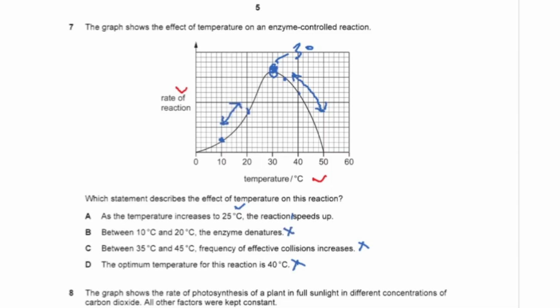And then the first one, as the temperature increases to 25 degrees Celsius, the reaction speeds up. That is the correct answer, because you're seeing here that you're having an exponential phase in this medium. Between 0 to 25 degrees Celsius, that's where you're having the highest number of effective collisions. So that's why option A becomes our correct answer.